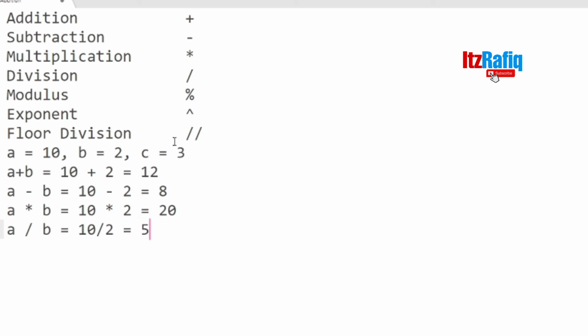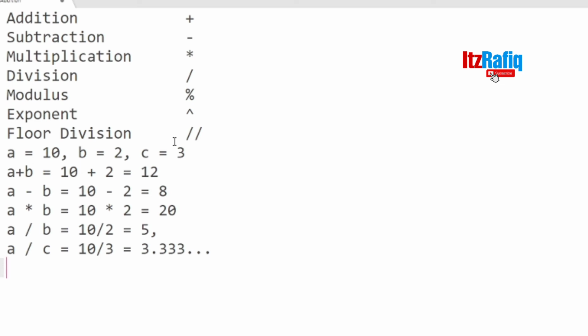Suppose one more example, a divide c. Here it will be 10 divide 3, since the value of c is 3. It will be 3.333 and it will go on. Now the modulus operator. The first four, addition, subtraction, multiplication and division, you have already learned in your mathematics class. So the modulus operator is new for you.